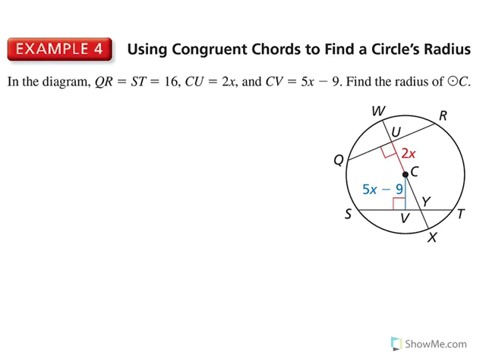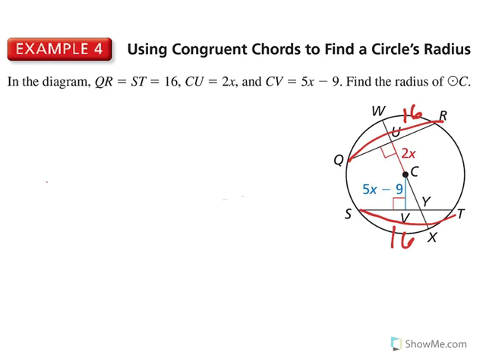So in this diagram, we have QR is equal to ST, which is equal to 16. So we could mark all those. QR here is 16, ST is 16, so we know that they're the same length. CU is 2x, and CV is 5x minus 9. Well, if these chords are congruent and they are perpendicular from the middle, that means they have to be the same distance from the middle. Since we already know they're the same length, they have to be the same exact distance.